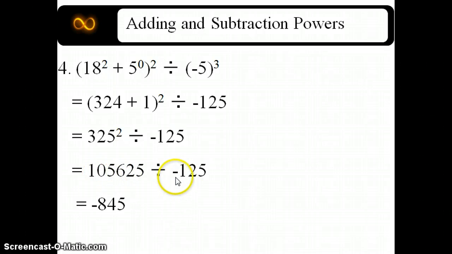105,625 divided by negative 125 is negative 845. So again, the rule for adding and subtracting of powers means whatever we have, we just convert back to its standard form, which is the answer, and we do the operations. There are no tricks and there are no shortcuts like there are with multiplication and division.